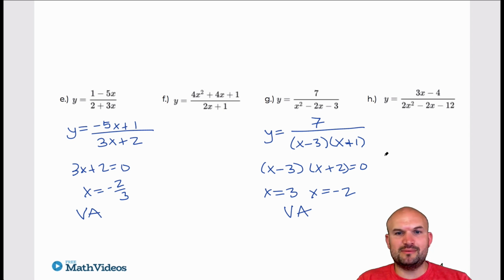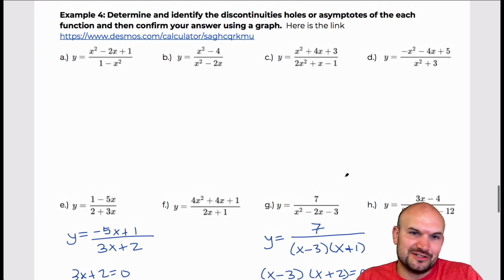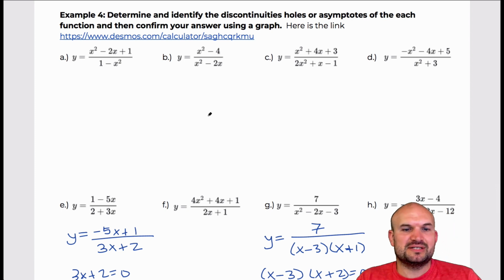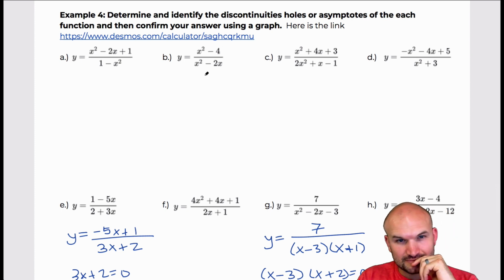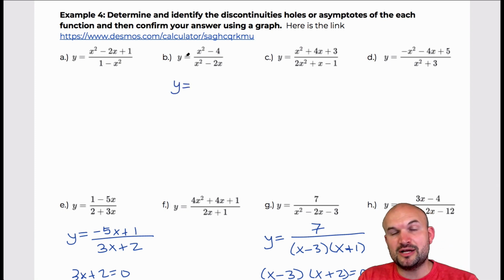Okay, so hopefully by now you're wondering, all right, where exactly do these holes come in? So let's work through a couple of examples with factoring here. Let's look at this one. I think this is probably one of the easier ones to work with as far as factoring. So in here, I notice that my numerator is factorable as well as my denominator.